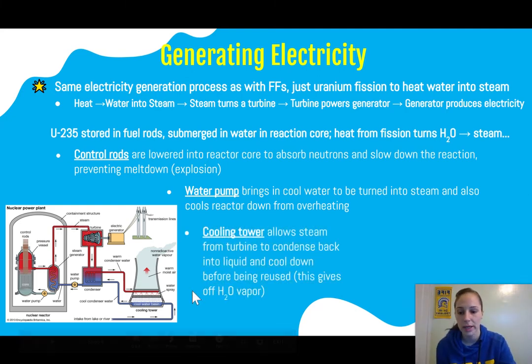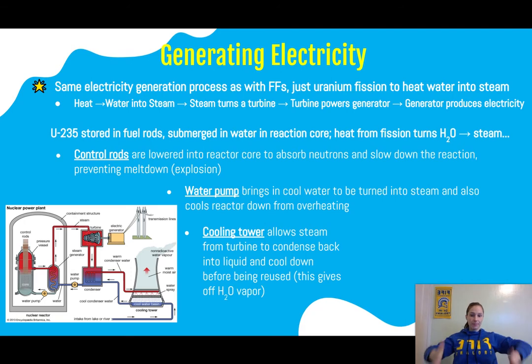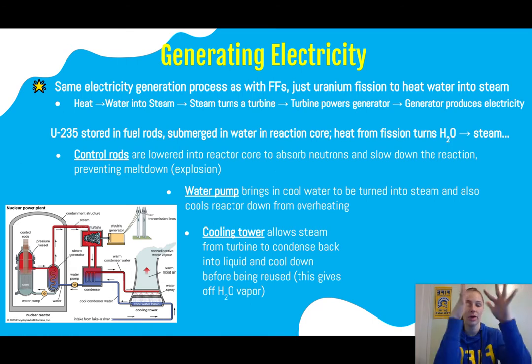Additionally, we have a cooling tower, which is this big. If you have ever seen a nuclear reactor, the big stack that goes up, that's the cooling tower. What this allows is the steam from the turbine to condense back into liquid and cool down before being reused, which gives off that water vapor. Some of it goes out the top of the tower, but some of it is going to condense and can then continue being used for cooler water for the water pump safety mechanism.